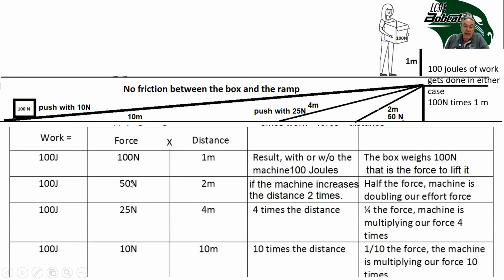So the trade-off is every time she uses less force, she has to push the box over a longer and longer distance. Now, we're also assuming that there's no friction between the box and the ramp, and she's not losing any of the work due to friction.